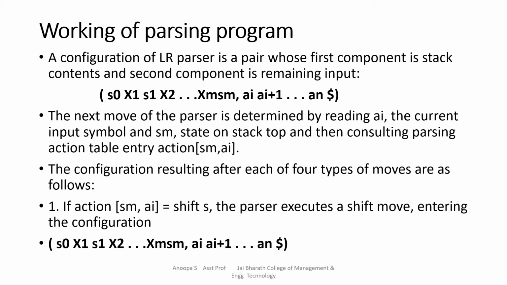The configuration of an LR parser is a pair. The first component is the stack and the second is the input. Then how is the next move of the parser determined? By reading ai, that is the current input symbol, and sm, the state on the top of the stack, and then consulting the parsing action table entry. With sm and ai, it will consult the parsing table. Now, the configuration resulting after each of the four types of moves is as follows. So, the result will be one of the following.